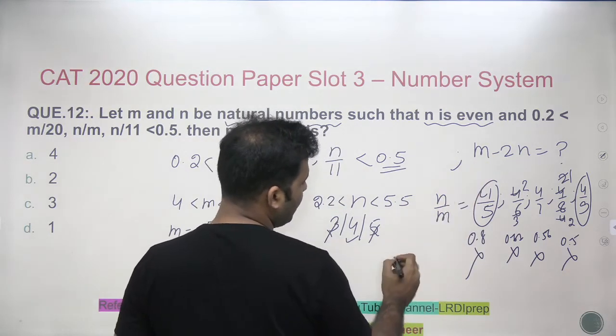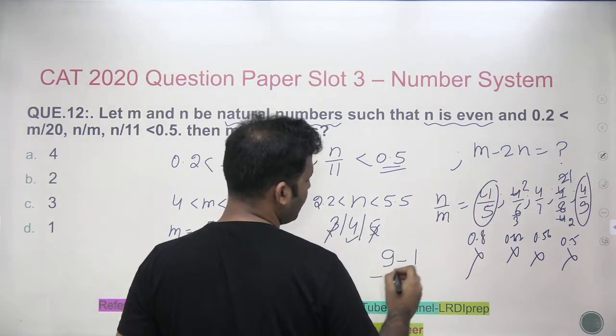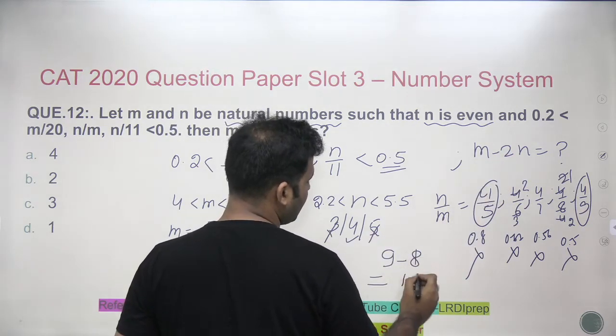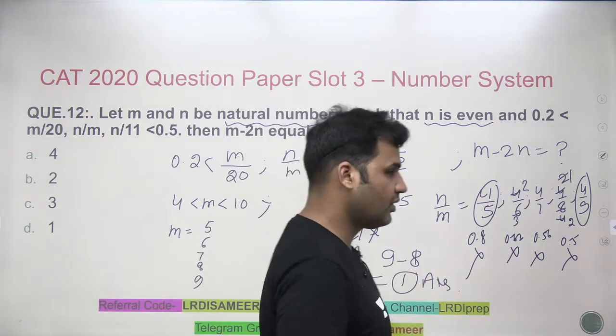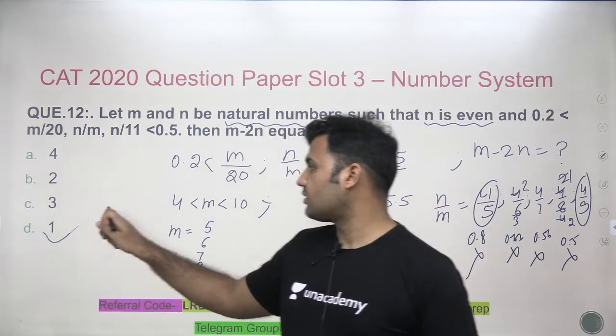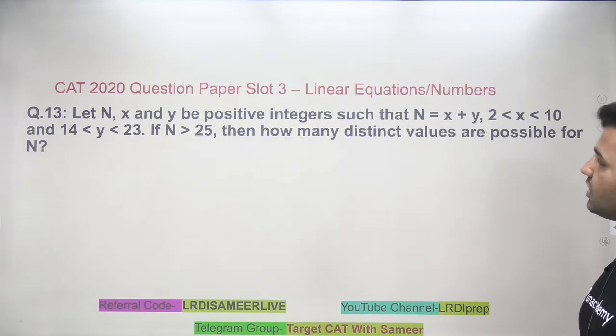Now when you put this value, M as 9, N as 4, 4 into 2 is 8, right? 9 minus 8, so the answer to the question will be 1. So therefore, D would be the correct answer of the question. Easy, right? Let's look at the next question, question number 13.